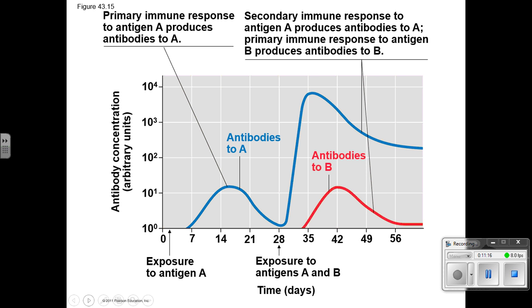So here's a graph indicating this, and this is going to be part of your pathogen lab. You're kind of going to see this. So here is your exposure to antigen A, and then here's your exposure to antigen A and B, and then you're going to produce these antibodies against it. The primary immune response is going to be pretty low, but then the secondary is going to be really high, and that's going to help you to fight it.